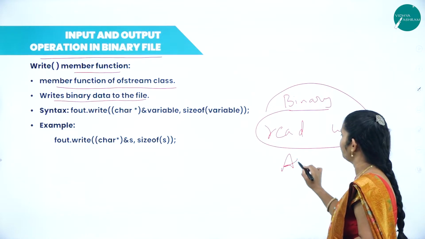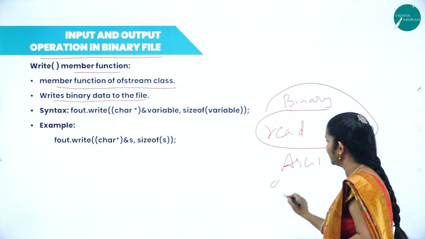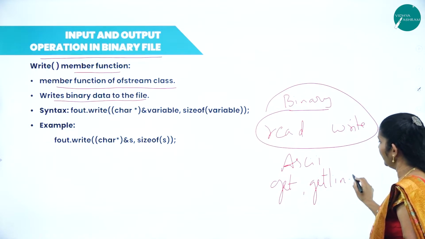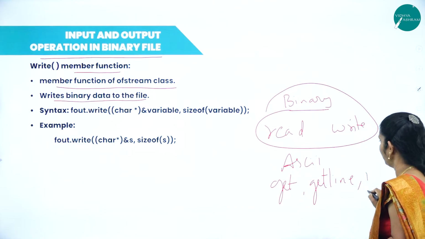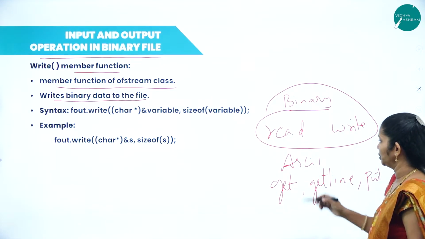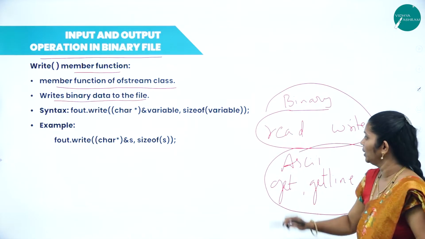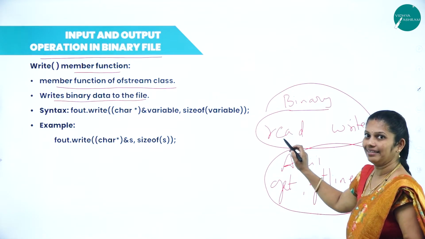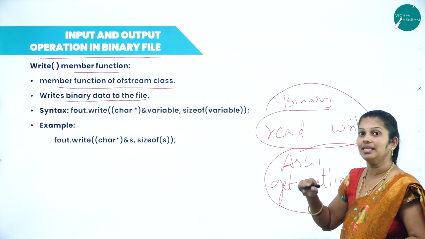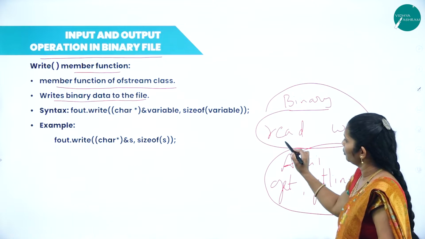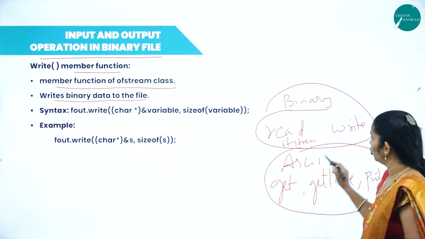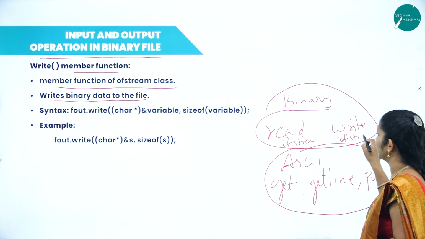If it is in ASCII format, then getline with the put function we are using. Getline and put are used when it is in ASCII format. Whereas here, read helps to read the data, especially in binary format, and write helps to write the data, especially in binary format. Read belongs to the ifstream class, whereas the write function belongs to the ofstream class.